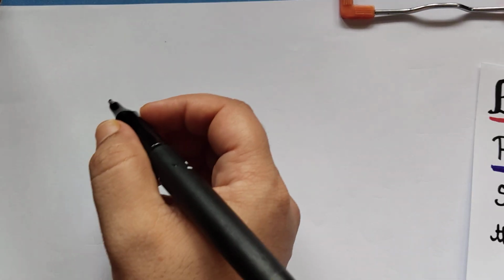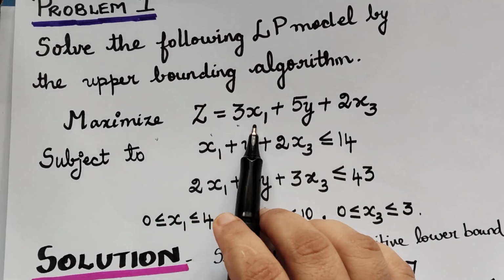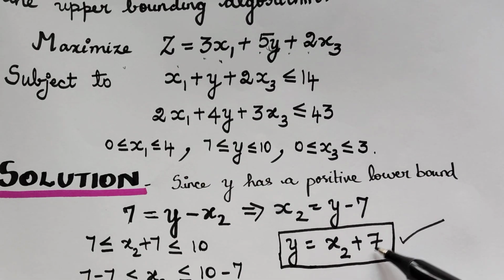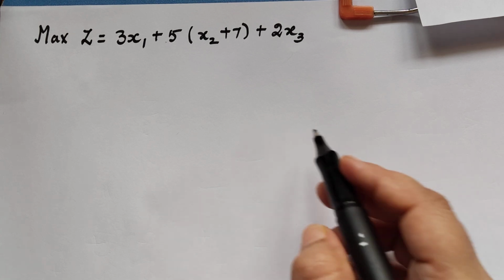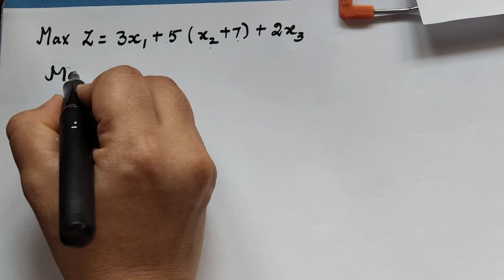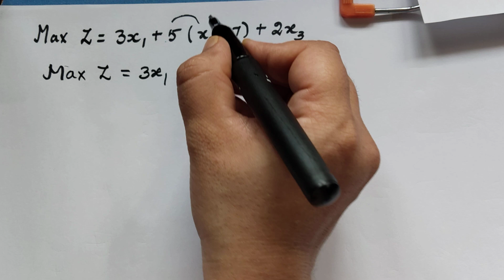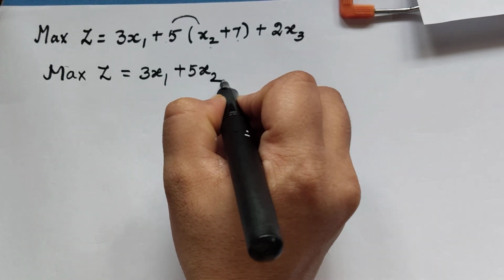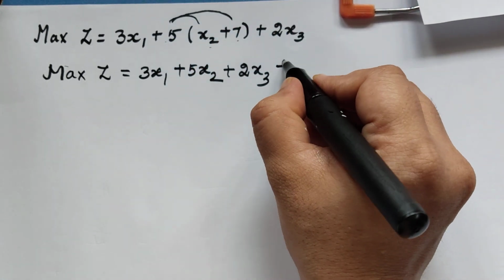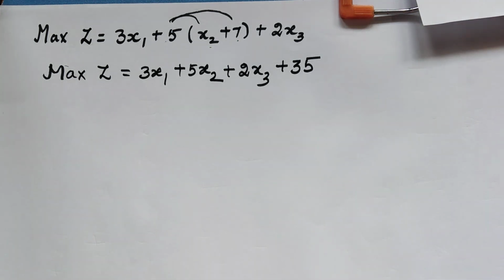So the LPP will become, so if you see here, we have maximize z is equal to 3x1 plus 5y plus 2x3. So at the place of y, I am going to put x2 plus 7. So what I will get? So at the place of y, I have substituted x2 plus 7. So the problem will be reformulated as max z is equal to 3x1, and on multiplying this plus 5x2, and I will write this 2x3, and I will write the constant, that is plus 35. So this is the new problem, and subject to the constraints should also be reformulated.